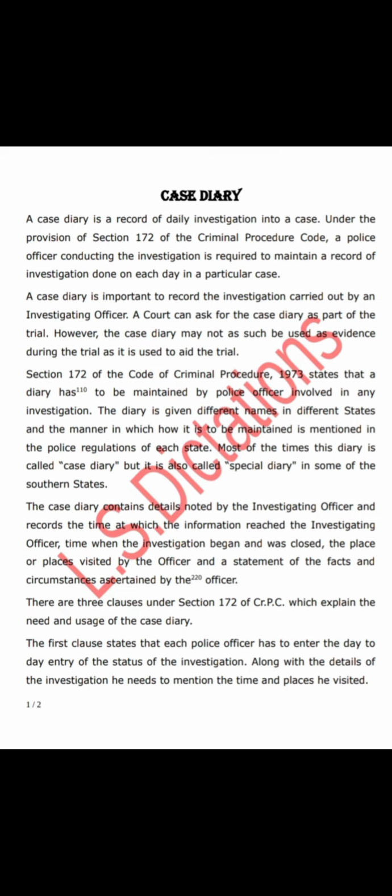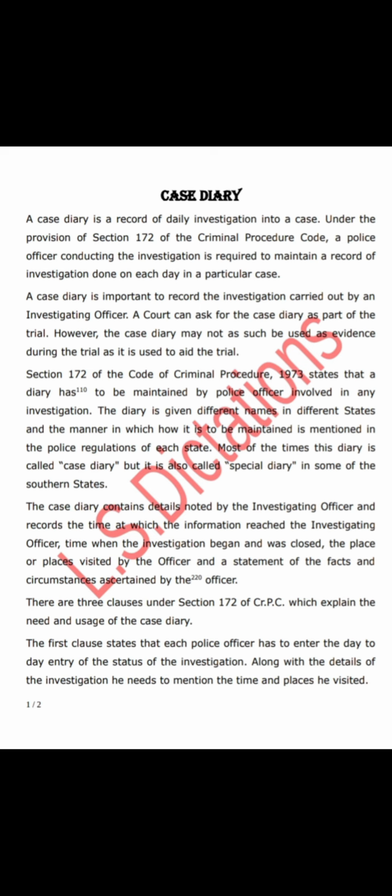The diary is given different names in different states, and the manner in which it is to be maintained is mentioned in the police regulations of each state. Most of the times this diary is called case diary, but it is also called special diary in some of the southern states.